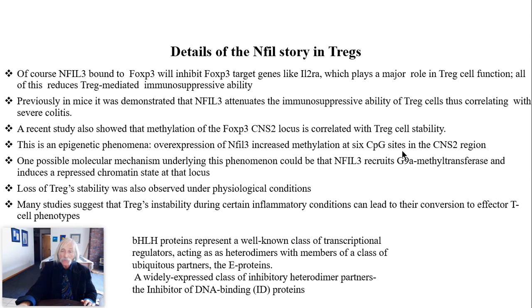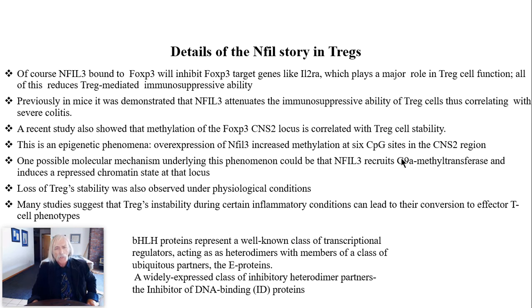Overexpression of Infil-3 increases the methylation of 6 of those sites. That's no small change. That's going to definitely suppress the expression of FOXP3 with 6 methylations. Heck yes. One possible molecular mechanism underlying the phenomenon could be that Infil-3 recruits this G9A methyltransferase, that G does stand for guanosine, and induces a repressed chromatin state at that locus. That is amazing, right? Loss of Treg stability was also observed under physiological conditions with this Infil. Many studies suggested Treg instability during certain inflammatory conditions, of course, this is why it's relevant, because it's clinical now, can lead to their conversion to T effector cells, thus enhancing inflammation rather than repressing it.